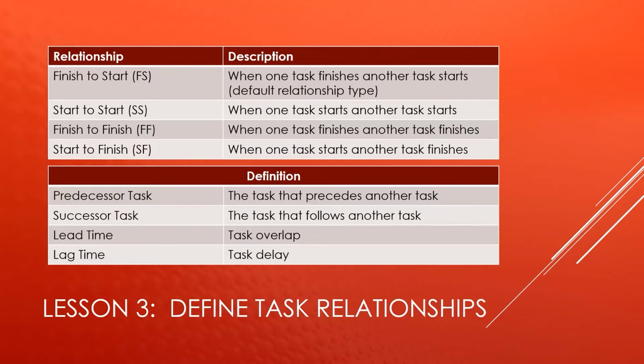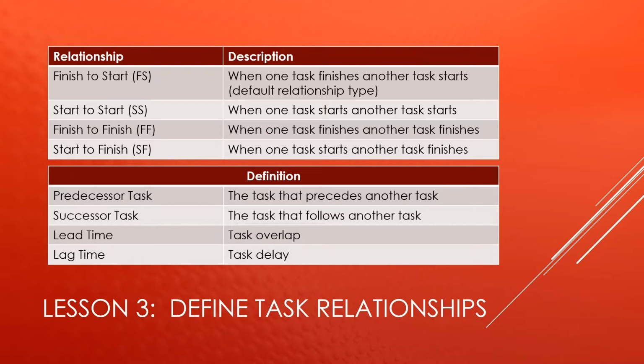So there are only 4 types of relationships in Microsoft Project. There's finish to start, also represented as FS, and that means when one task finishes, another task starts. That is the default relationship type. So if you create a relationship between tasks and you don't do anything else, it will be a finish to start relationship.